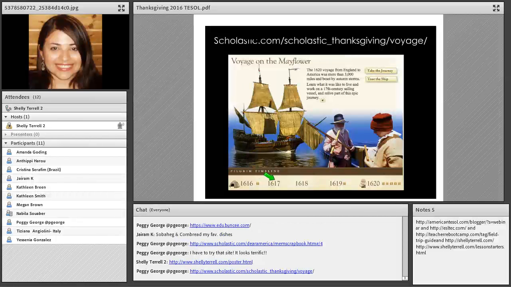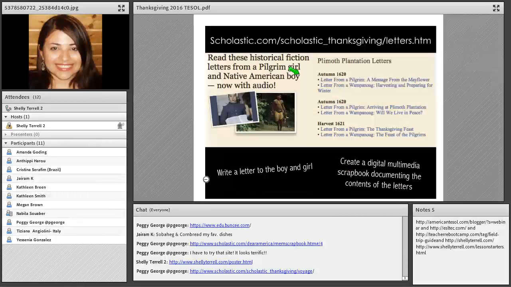This is an interactive timeline. It has little videos, it has pictures, and it has very short descriptions. So it makes for short readings that are easy for your students to learn from, about how life was back then, how long it took, how many days, how many people got sick. And so they're able to take the journey and see what this journey was about.